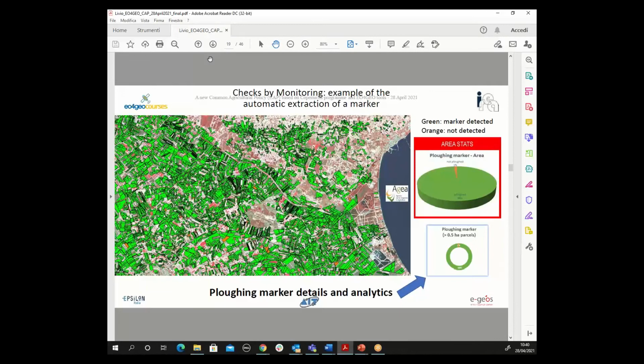Just another example of how this layer can be extracted after the first marker is identified in an automatic way. For instance, which are the plowed parcels or not? Plowed means that it's cultivated, that it can receive the subsidy in a correct way. Not plowed is a very serious possible source of fraud. That is a statistic very important to demonstrate, not only at parcel level but at administrative level, to the administration.